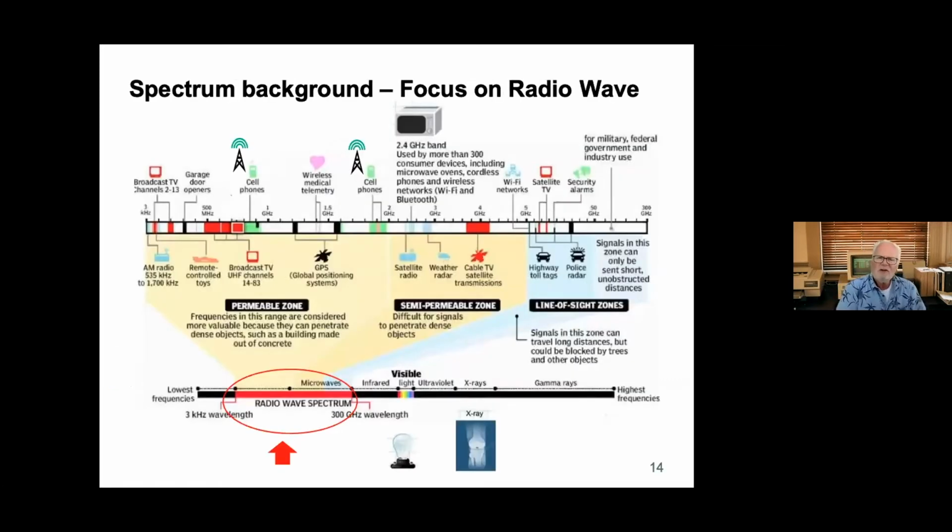So a little bit of spectrum, and I don't want to go too deep into this, but the focus is on radio wave. Obviously, it's wireless, and this kind of gives you a broad spectrum diagram, starting with AM radio and running right up to radar and those kinds of things. But that red line, that radio wave spectrum, is where this is broken out. This is what we want to look at.